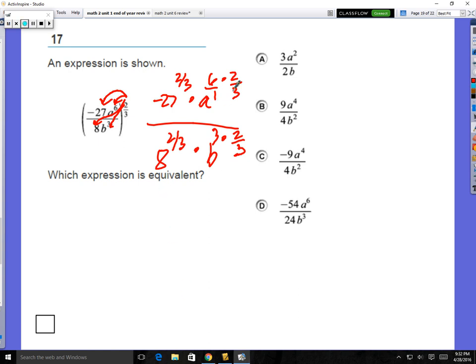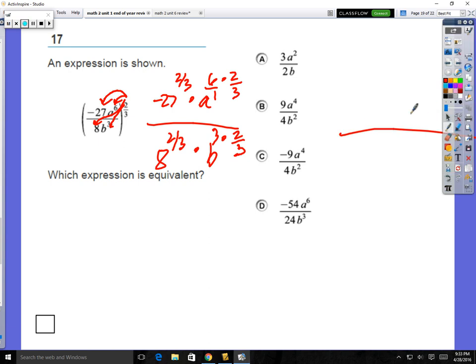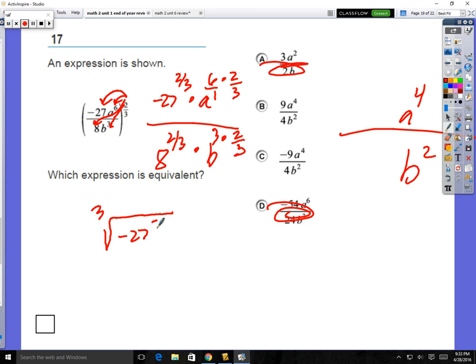Your a's and your b's. This is going to be 12 thirds, which is just a to the 4. And b, it's going to be 6 thirds, which is just b squared. So that's gone and that's gone. Now your numbers. A minus 27 to the 2 thirds. So here we go.